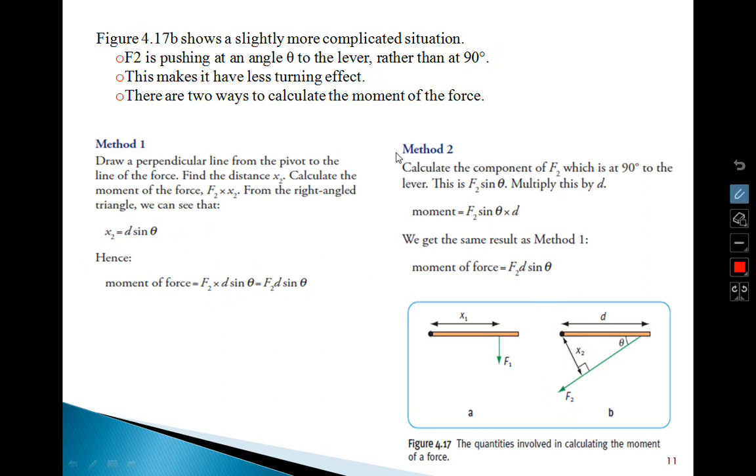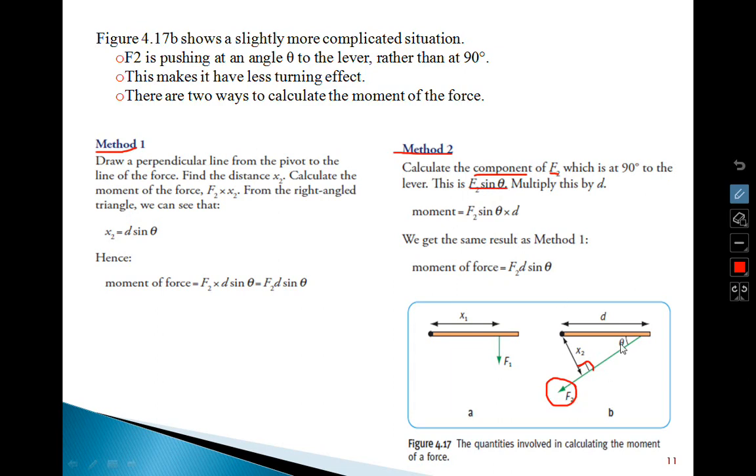Okay, now we'll move to the second method. The second method is slightly different from method 1, but it gives exactly the same result. Method 2 depends on calculating the components of F2. This is F2. We need to calculate its component at an angle of 90 degrees to the lever. This component is F2 sine theta.